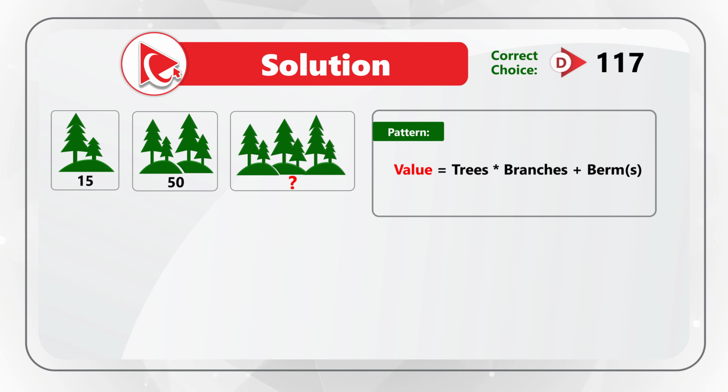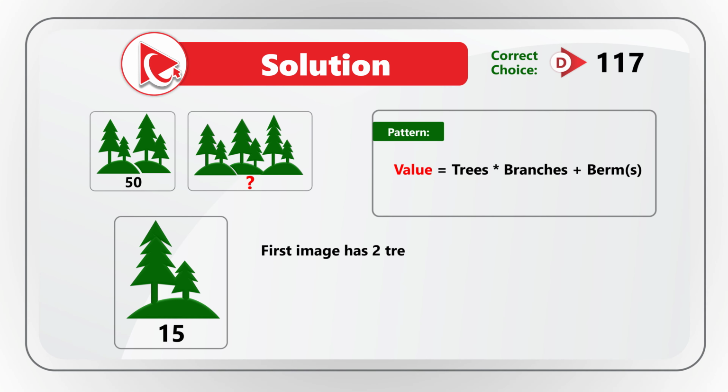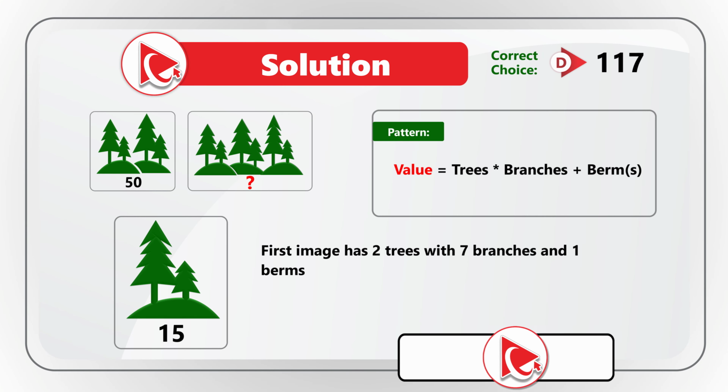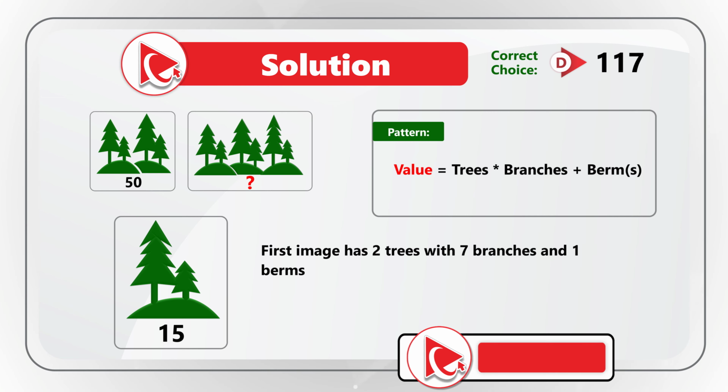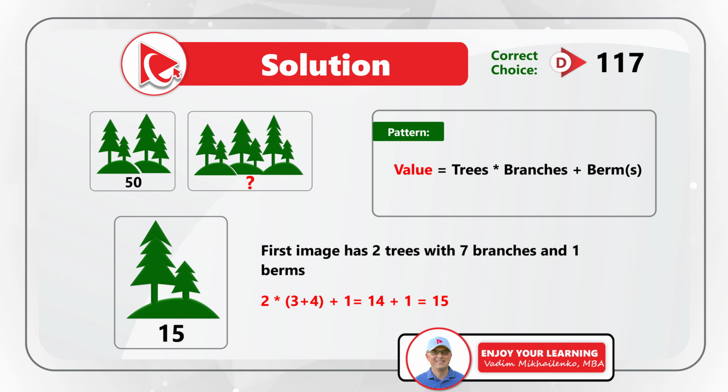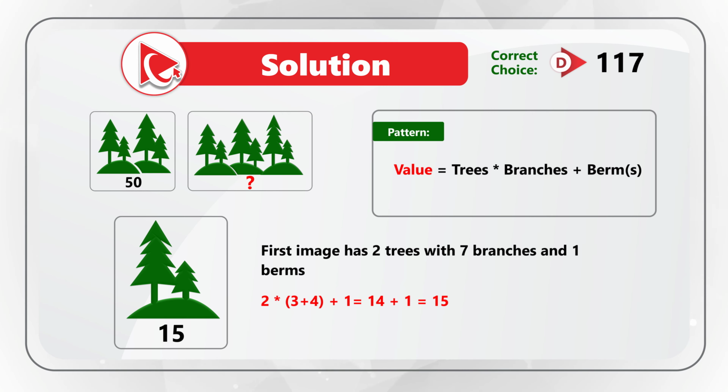Let's look closely at each one of the images. The first image has 2 trees with 7 branches and 1 berm, and the calculation would be 2 multiplied by (3 plus 4) plus 1, which is equivalent to 14 plus 1 equals 15.